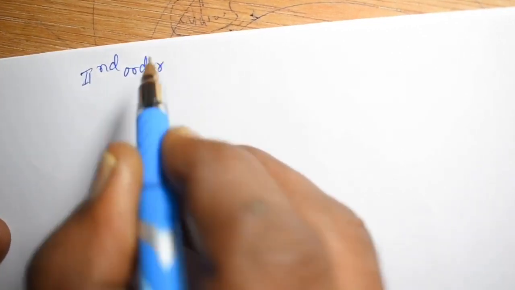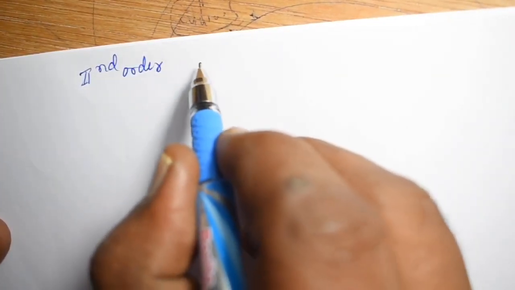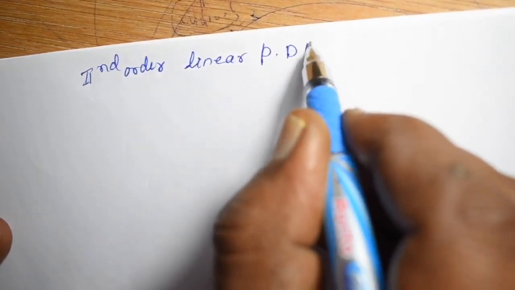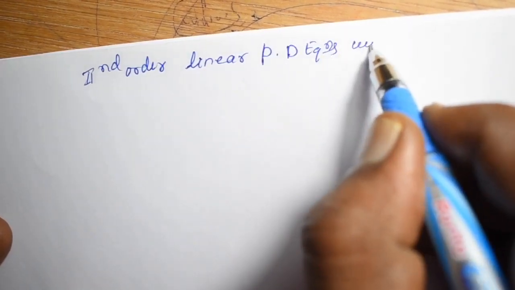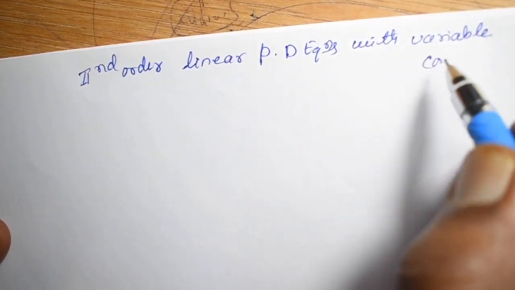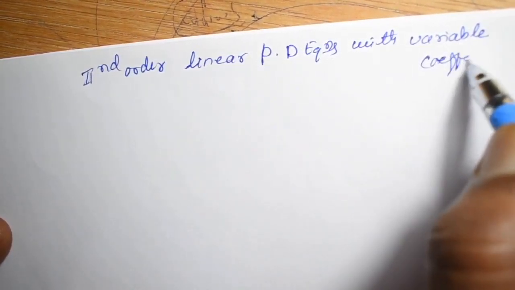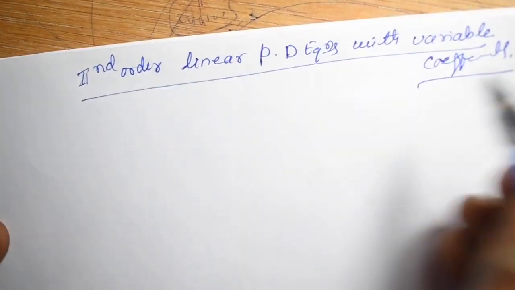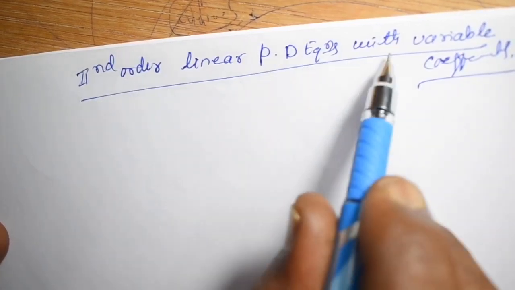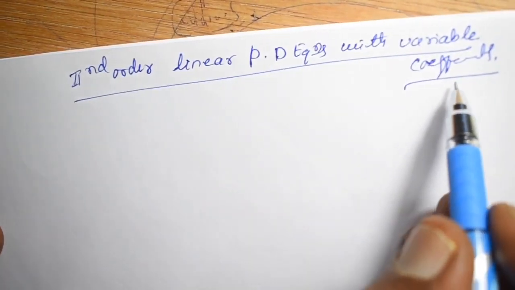Okay, now we are going to the new chapter, the second chapter, that is second order linear partial differential equations with variable coefficients. Once variable coefficients come into the picture, you know the difficulty in finding the solution. So here we are going to study second order linear partial differential equations with variable coefficients.